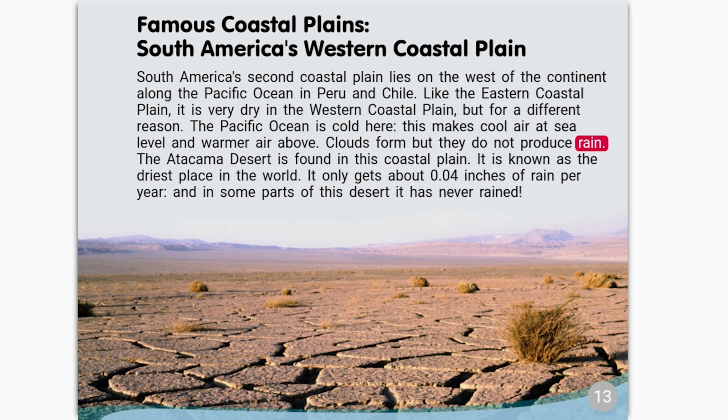The Atacama Desert is found in this coastal plain. It is known as the driest place in the world. It only gets about 0.04 inches of rain per year, and in some parts of this desert, it has never rained.